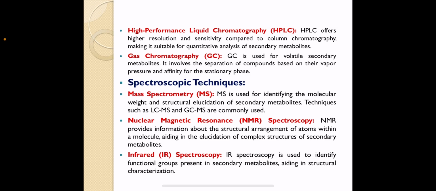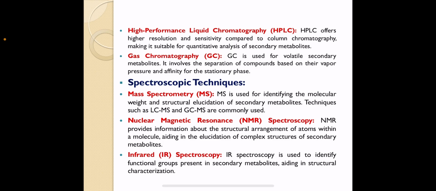And the next one is high performance liquid chromatography, which offers a higher resolution and sensitivity compared to column chromatography, making it suitable for quantitative analysis of secondary metabolites. And the last one is gas chromatography, which is used for volatile secondary metabolites, which involves the separation of compounds based on their vapor pressure and affinity for the stationary phase.